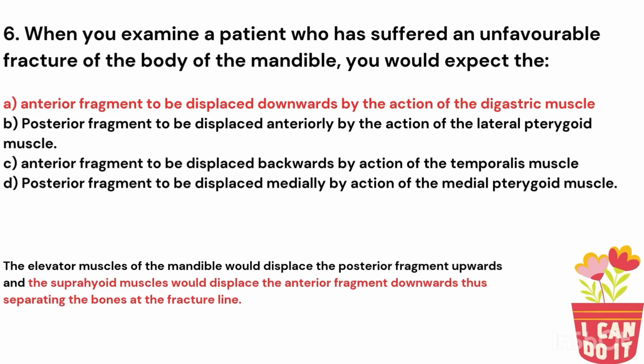So for this answer, remember the elevator muscles of the mandible. And we all know which are the elevator muscles of the mandible, like temporalis, masseter. These are all elevator muscles. They would displace the posterior fragment upward because they are elevator muscles. And the suprahyoid muscles, for example, digastric, geniohyoid, mylohyoid, and stylohyoid, they would displace the anterior fragment downward. So remember, the elevator muscles of the mandible displace the posterior fragment upward, and the suprahyoid muscles displace the anterior segment downward.